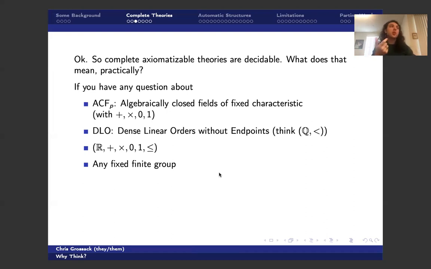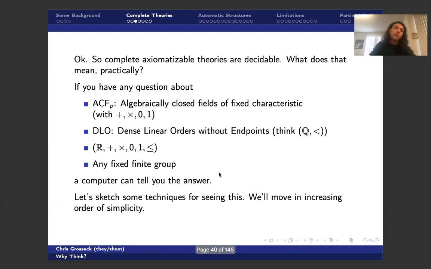Because the theory of any structure is complete, because any fixed structure has an opinion on everything. And since the group is finite, there's only finitely many axioms, because you can literally just write down the multiplication table in finite time. So if you have any question about these and lots of other things, a computer can just tell you the answer. So let's catch some techniques for seeing this.